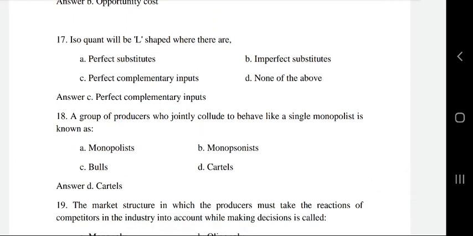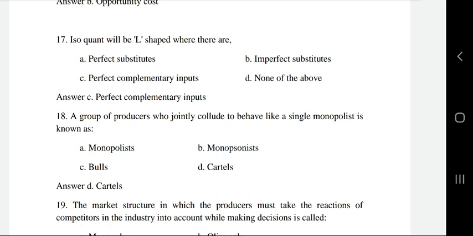Question number 17. Isoquant will be L-shaped where there are: perfect substitutes, imperfect substitutes, perfect complementary inputs, none of the above. Answer is perfect complementary inputs. An isoquant is a curve plotted on a graph which shows all the combinations of two factors that produce given outputs.